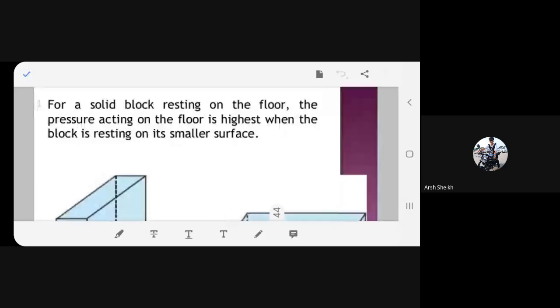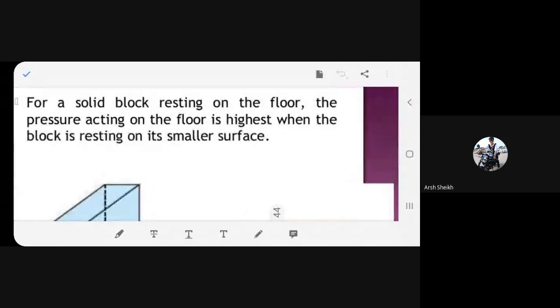Yes, please read. For a solid block resting on the floor, the pressure acting on the floor is highest when the block is resting on its smaller surface.